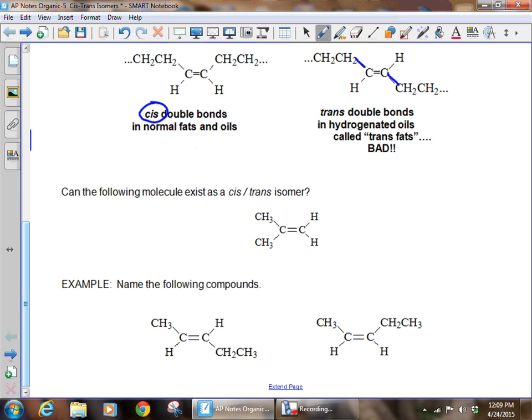So if we look at this molecule, can this molecule exist as a cis-trans isomer? And the answer to that is no, it cannot. In order for it to be cis or trans, it has to be on the same side of, not the same carbon, they have to be on two different carbons. So the CH3 would have to be one on this carbon, and either in this position or this position on the other carbon in order for this to be able to be a cis-trans isomer. So this is no, it is not.